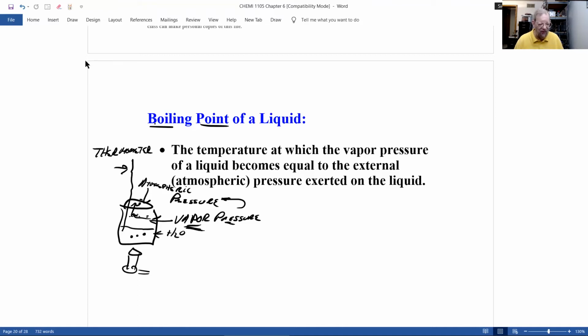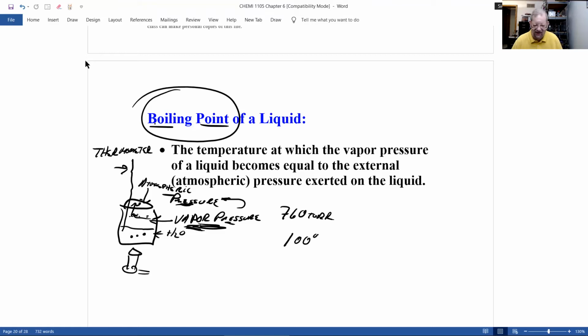That temperature, when the vapor pressure equals the atmospheric pressure, we call that the boiling point of a liquid. And at sea level, 760 torr, 1 atmosphere, the boiling point of water is 100 degrees C or 212 degrees Fahrenheit. Now, this is important. What is the atmospheric pressure?